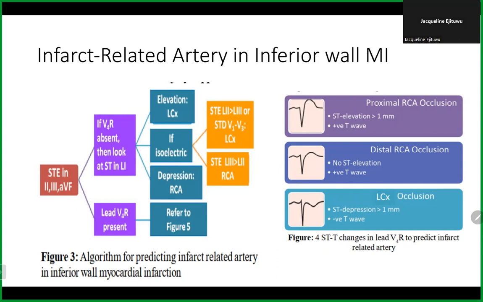Well, if there is an upright T wave without ST elevation in V4R, then the RV infarction is likely to be a left circumflex artery occlusion. I don't know if it's clear. Sorry, the algorithm.